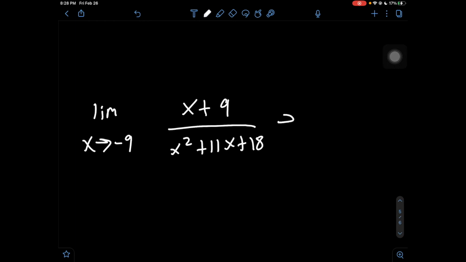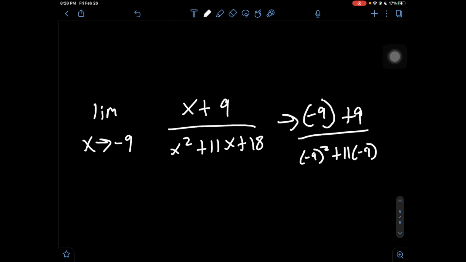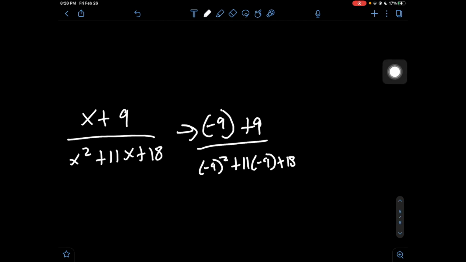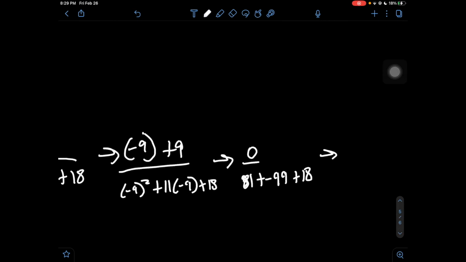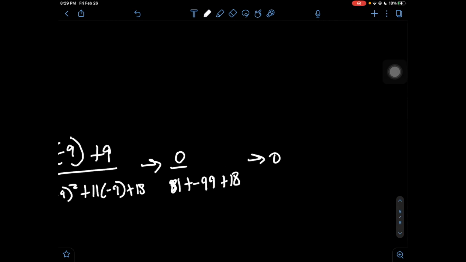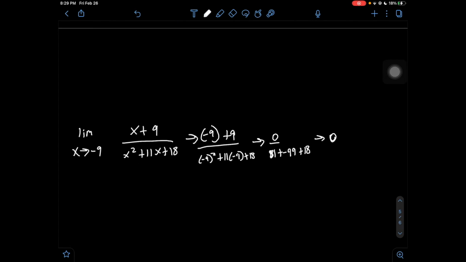So we have -9 as x plus 9 in our numerator over -9 squared plus 11 times -9 plus 18. So in our numerator, we have -9 plus 9, which we know is 0, over -9 squared, which is 81, plus 11 times -9, which is -99, plus 18. So we have 0 over something. 0 divided by anything is 0. And since we know it's 0, we know that this did not work. Direct substitution did not work again.